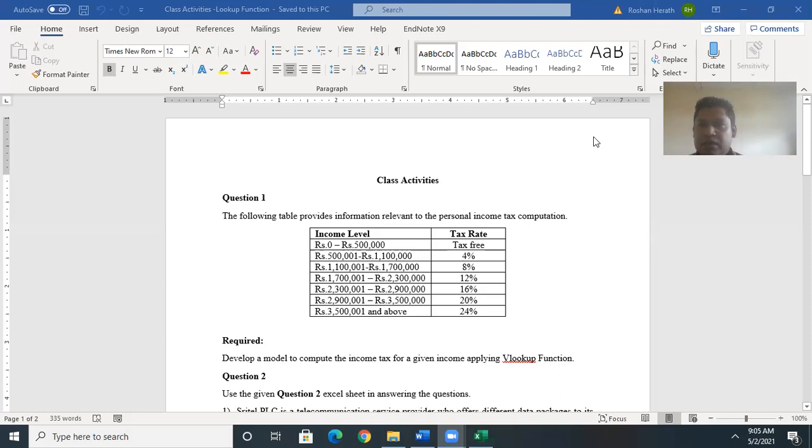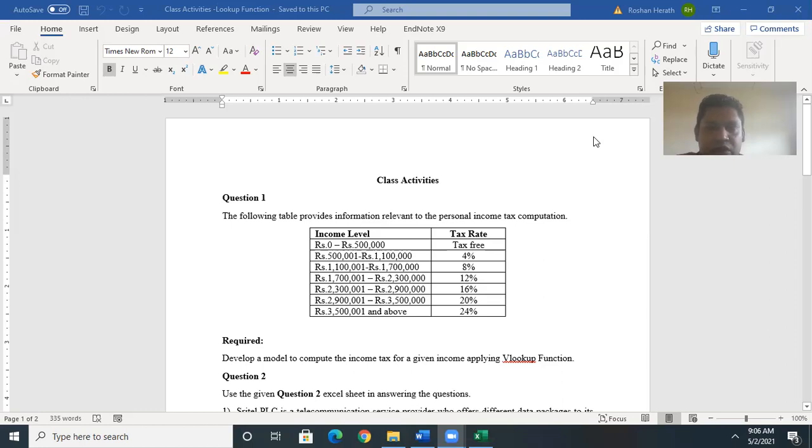Okay, so today we have to discuss the class activities on the lookup functions. In the video shared, I discussed the three lookup functions: the vertical lookup, or VLOOKUP, the horizontal lookup, or HLOOKUP, and finally the LOOKUP. Those are the functions we discussed in the last couple of videos, and today we are going to discuss the class activities on that.